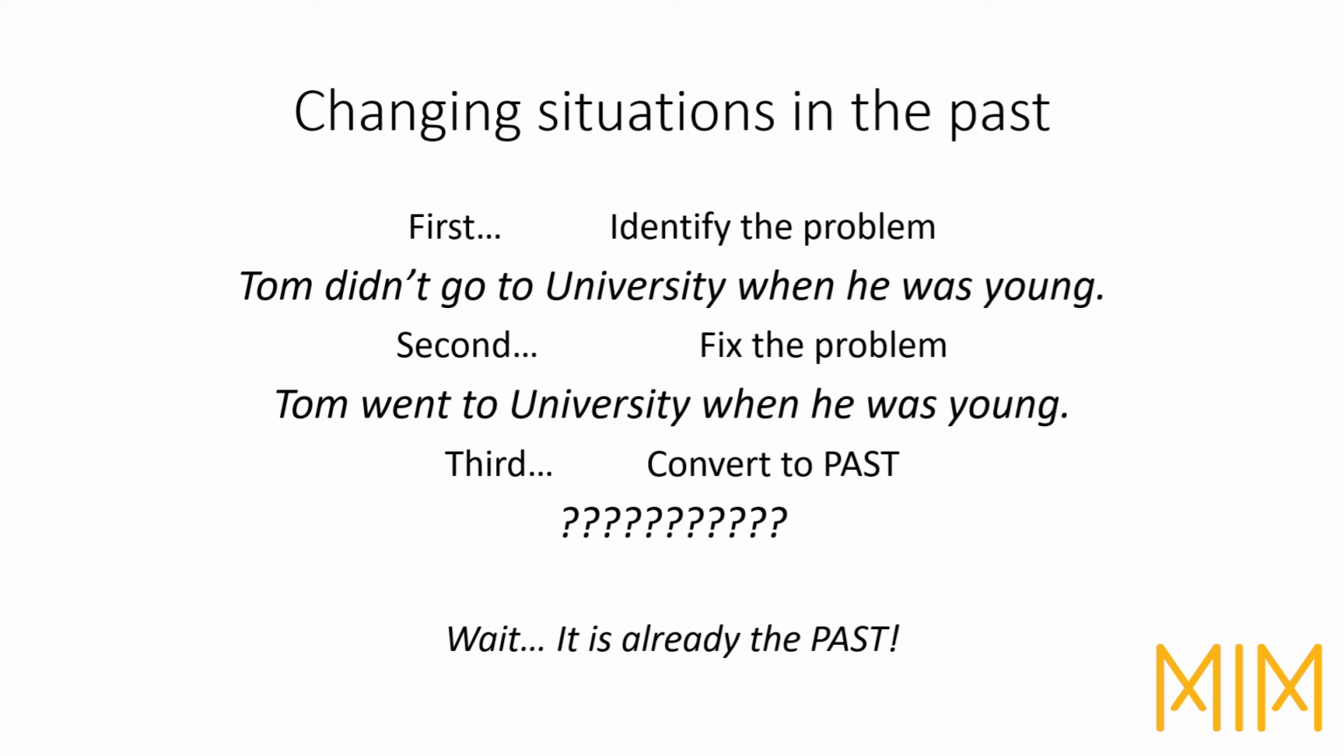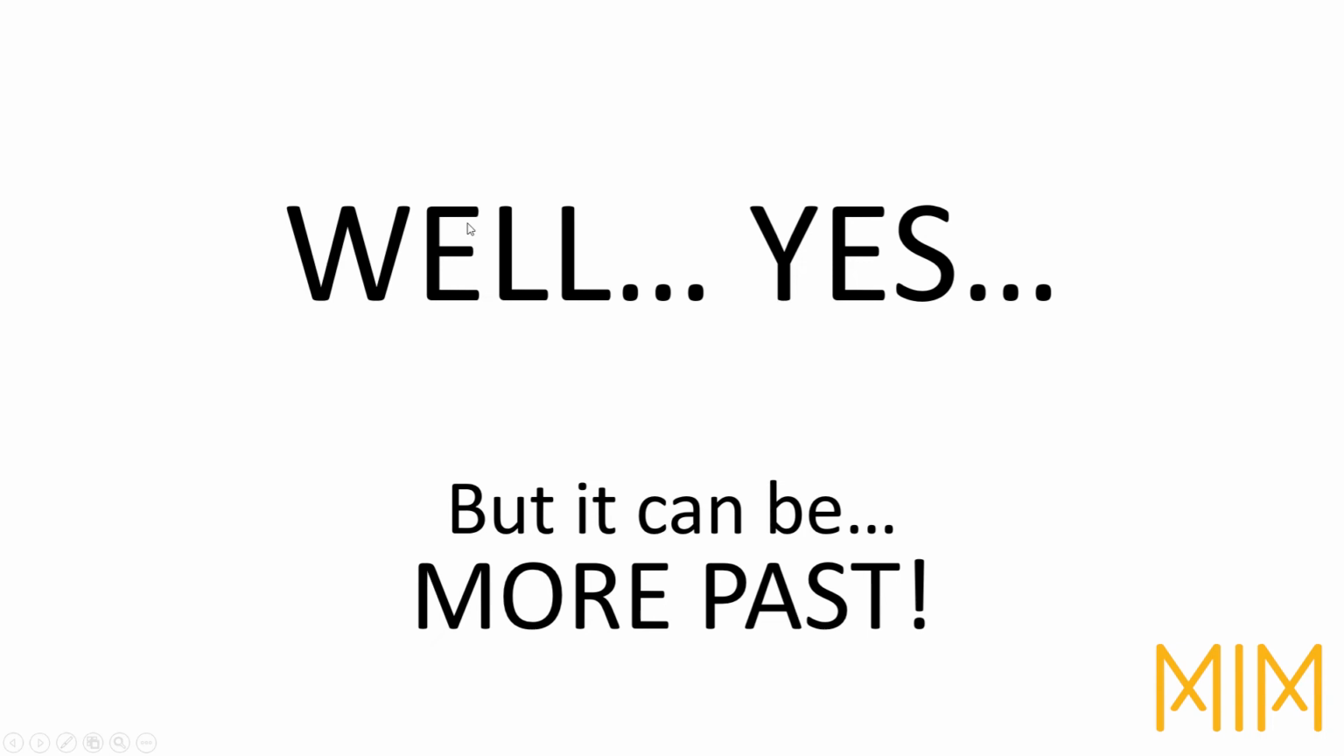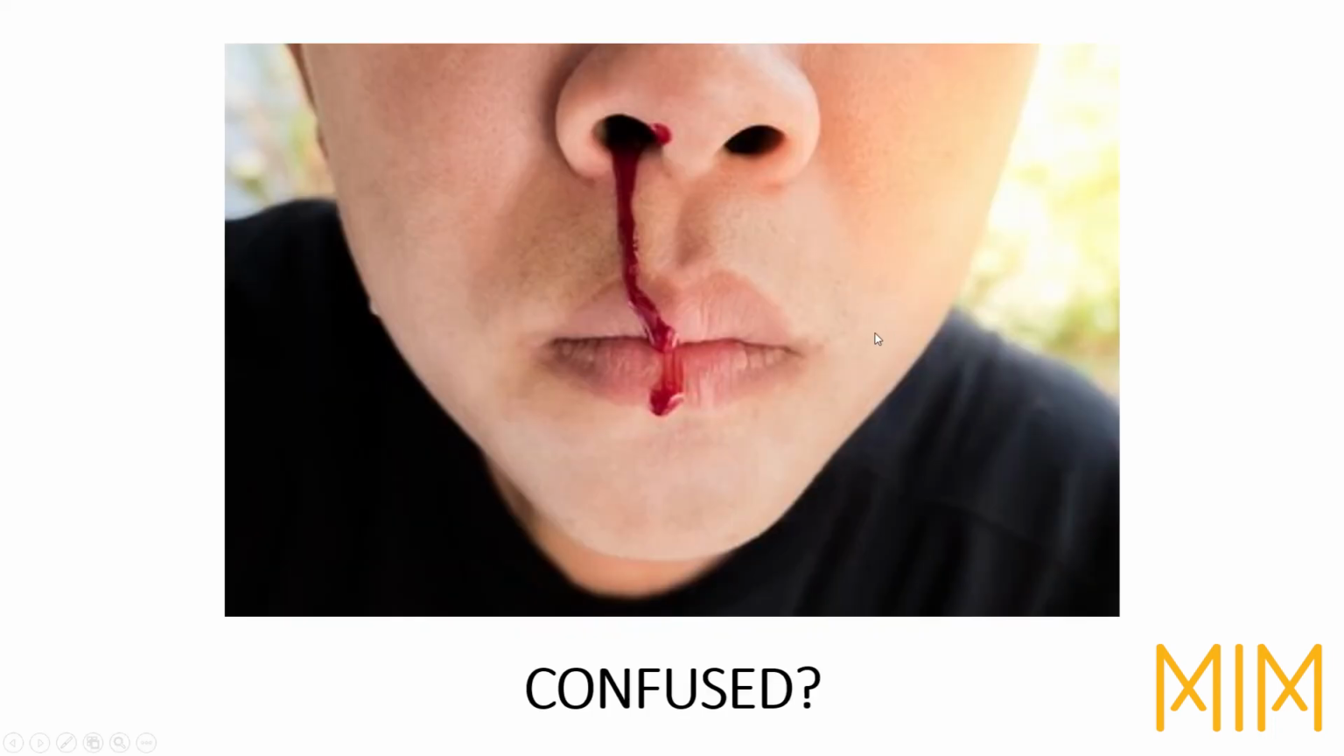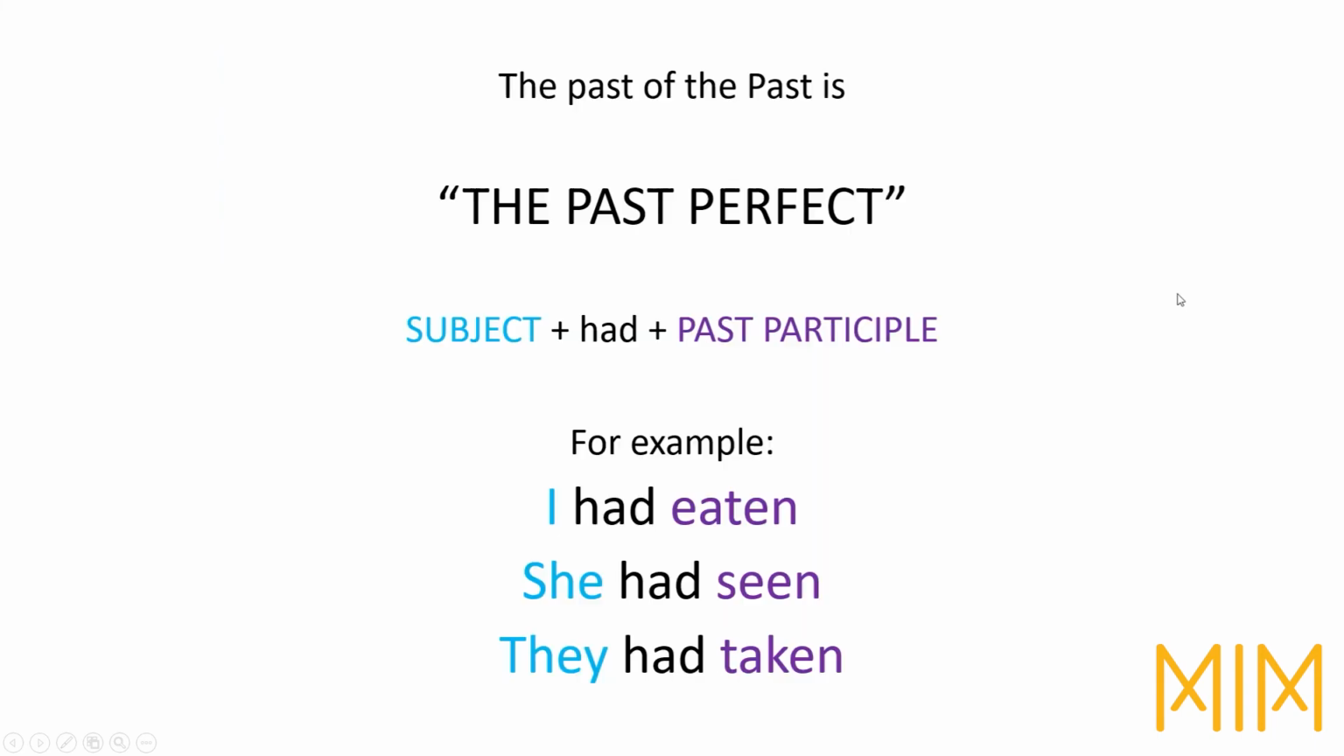So, the perfect alternative reality would be Tom went to university when he was young. Oh dear. This is already past tense. Tom went to university. How do we change the past into the past? Well, we can do this, but we have to make it more past. So, what is the past of the past? This is probably how you're feeling right now. I don't blame you.